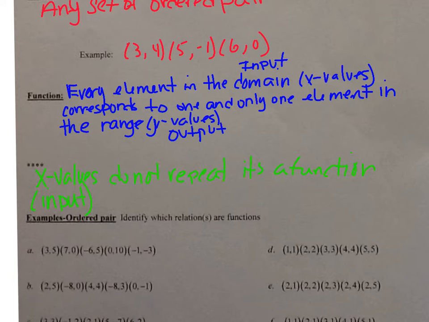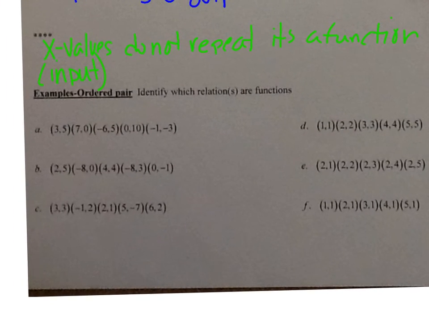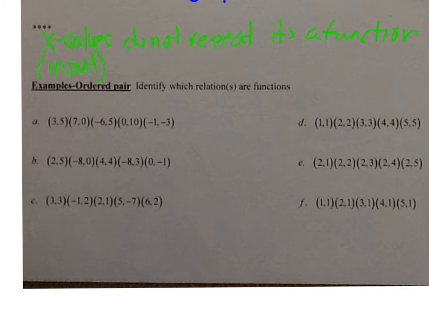Okay, so let's take a look at the first example. It says here we want to identify which relations, now look, they're all relations, are functions. So you look, these are ordered pairs. This is just a bunch of different examples. So look at the values. I have (3, 5), (7, 0), (-6, 5), (0, 10), (-1, 3). You're looking to see if any of your x values repeat. So let's see, I have a 3, a 7, a negative 6, a 0, a negative 1. None of my x values repeat. So this is a relation that is also a function.